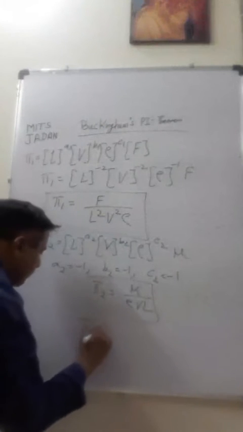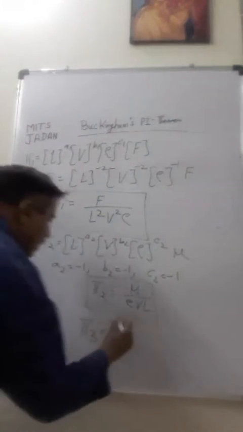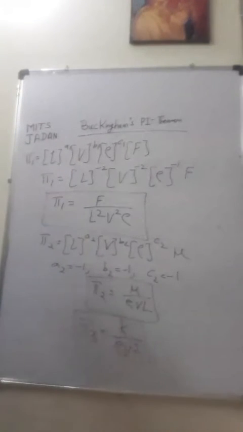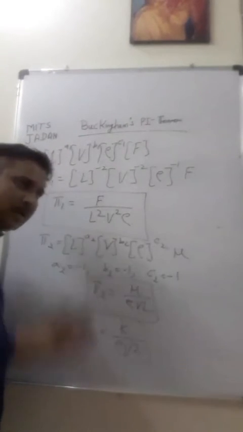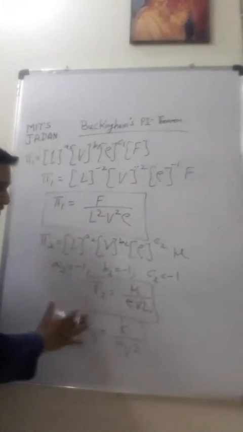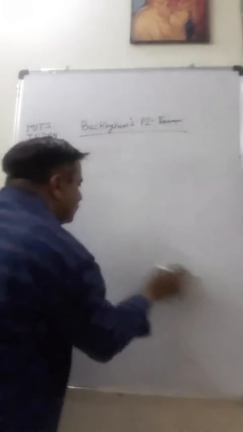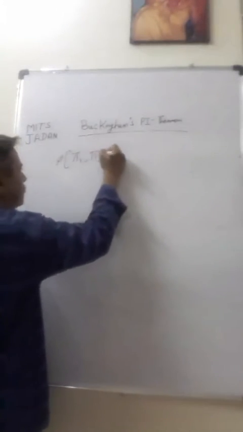Similarly, you can find pi 3, and it is equal to K upon rho V square. Now you have all the three pi terms. Pi 1, pi 2 and pi 3 will be solved by similar methods. Now replace these values in equation number 2. Equation number 2 was phi times pi 1, pi 2, pi 3 is equal to 0. This was our equation number 2.